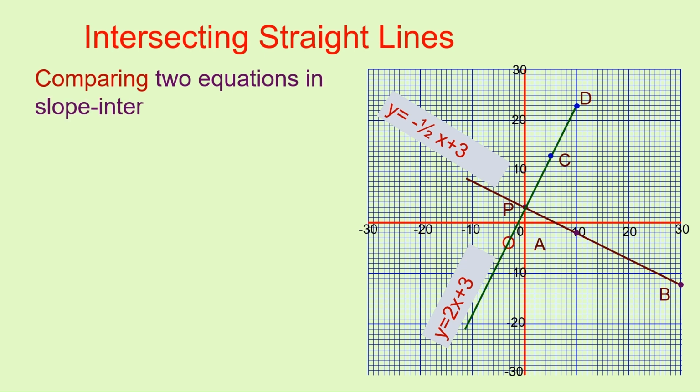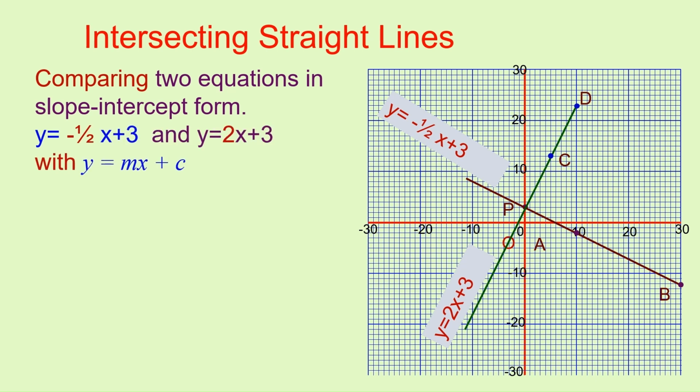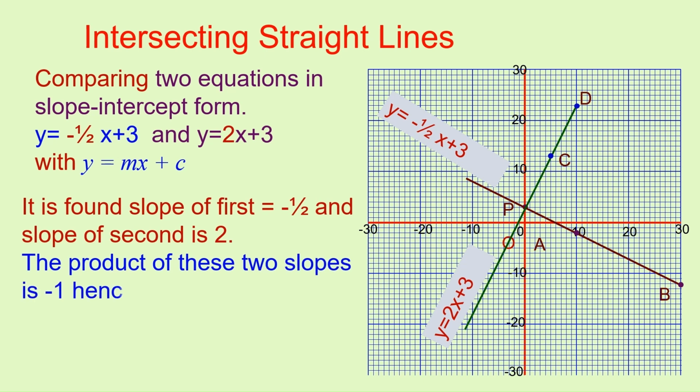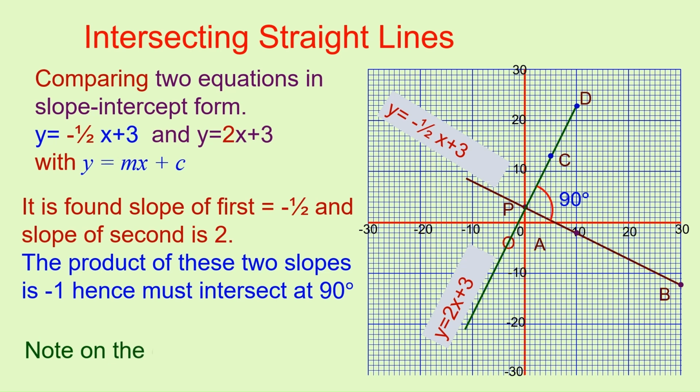Comparing the two equations in slope-intercept form, y equals minus 1/2 x plus 3 and y equals 2x plus 3, with y equals mx plus c, it is found the slope of the first equals minus 1/2 and the slope of the second is 2. The product of these two slopes is minus 1. Hence they must intersect at 90 degrees. Note it on the graph.